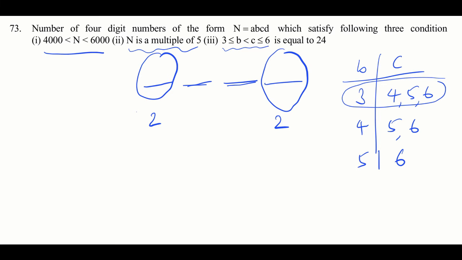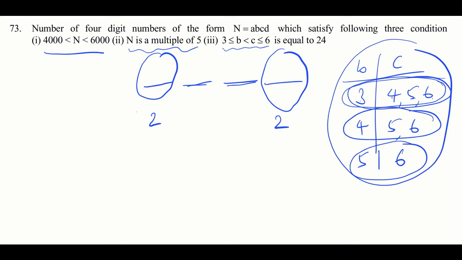In this case, we have 3 choices for b and c, that is 3 4, or 3 5, or one more choice, 3 comma 6. Three choices in this case, 2 in this case, 1 in this case. So in total we have 6 ways of choosing these two places. So 2 for the first place, 6 for the second and third places together, and 2 for the last place. So the total number of numbers that we can have under the required conditions is nothing but 24.